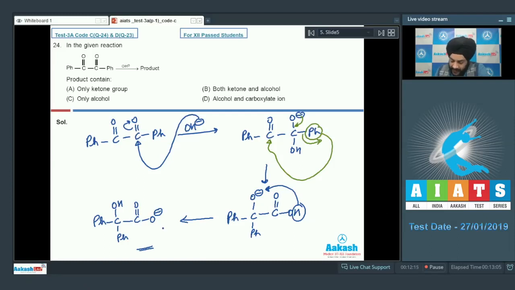So if we look at the functional groups which are present in this product, we can find a carboxylate ion and we can also see an alcohol group present. So students, if we look at the options which are given to us, we can clearly see that we have to mark option D as the correct choice to this question. Let us look at the next question.